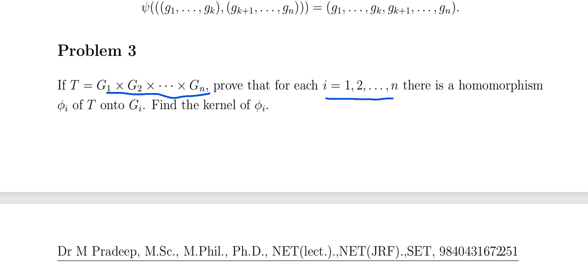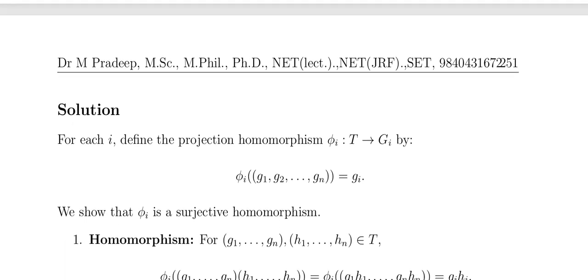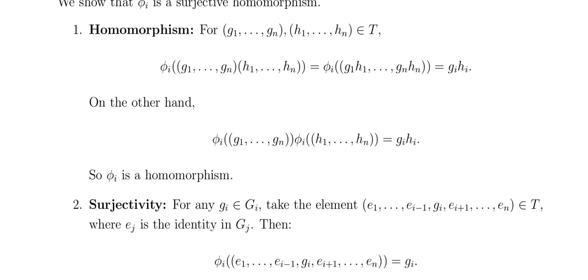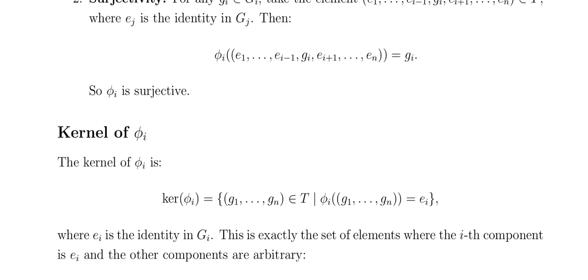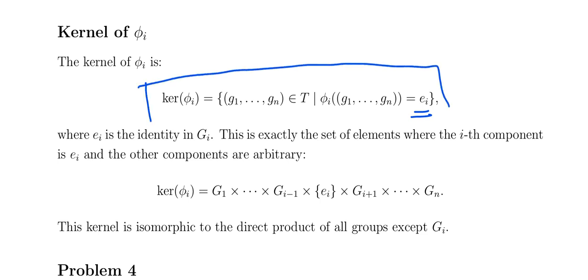Then for each i equal to 1 to n, there is a homomorphism pi i from T onto Gi. Then the kernel of pi i is defined as the collection of the elements (G1, G2, ..., Gn) belonging to T such that pi i of (G1, G2, ..., Gn) is equal to the identity element. This is the definition of the kernel of pi i, where ei is the identity element in Gi.